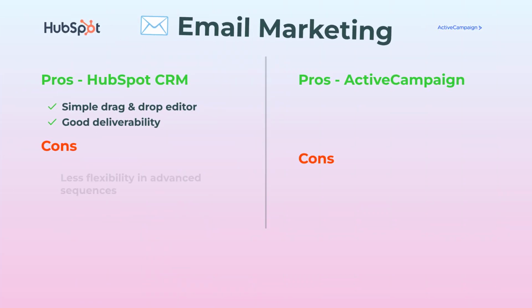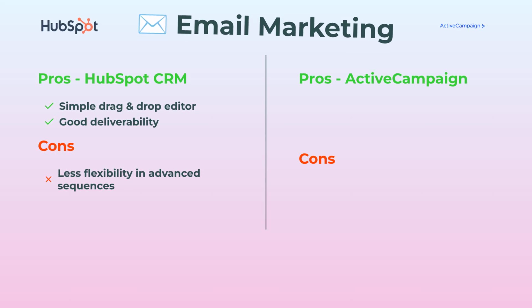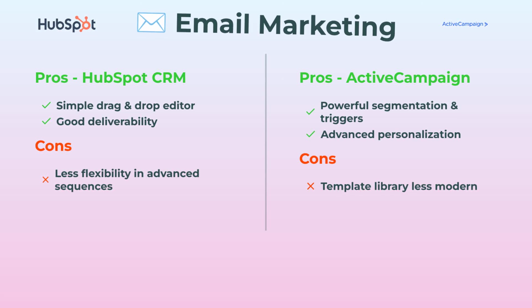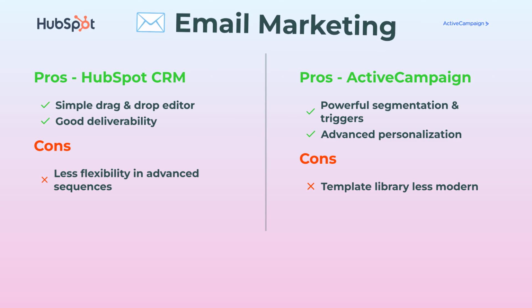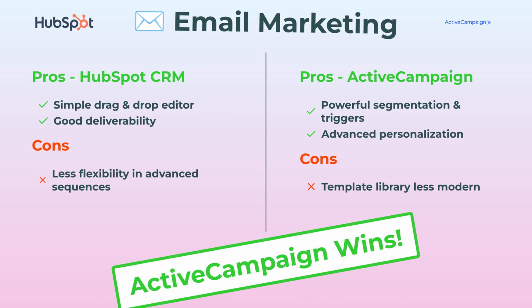Here's the thing. HubSpot's editor is drag and drop simple. Your emails will get delivered, you'll get the basics done super fast. But if you want to get super granular, like triggers, wild segmentation, or advanced personalization, that's totally ActiveCampaign's jam. Their email game is on another level, but curveball, their templates look a little old school. Still, if you're obsessed with powerful customized sequences, ActiveCampaign snags the win here.